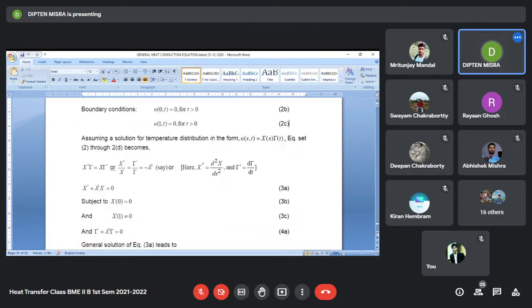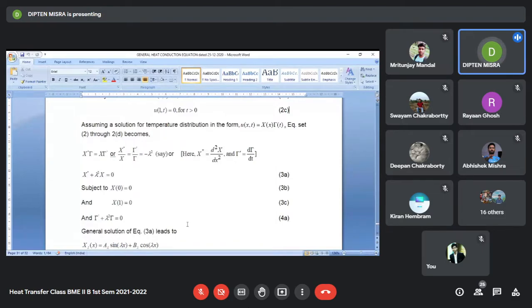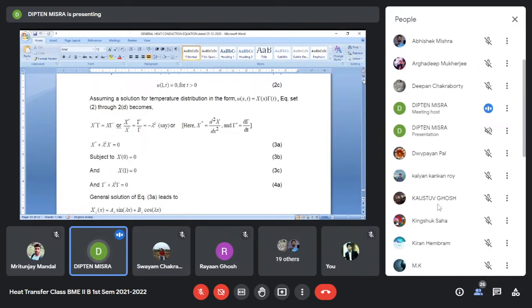Now with these two, we can get a solution for capital X, that we will come to later on. And what about the other thing? The other thing again we can write as gamma prime is equal to minus lambda square into gamma, and if you bring it to the left hand side, it becomes gamma prime plus lambda square gamma is equal to 0. So this is a first order ordinary differential equation. For the solution of this, again we require an initial condition. That initial condition we can get from the initial condition of the original problem, that we come to later on.